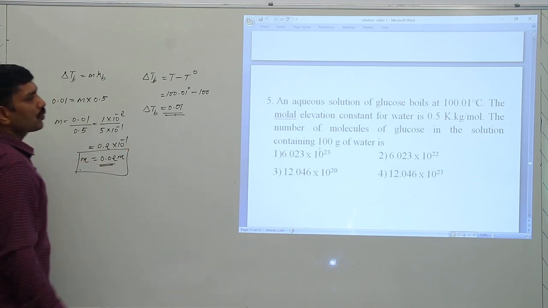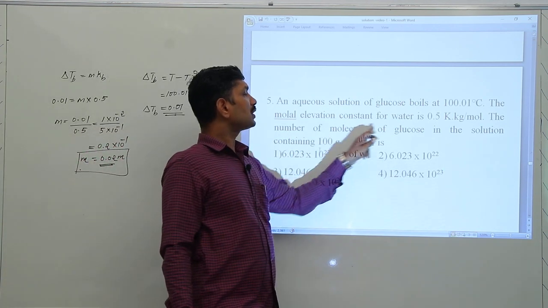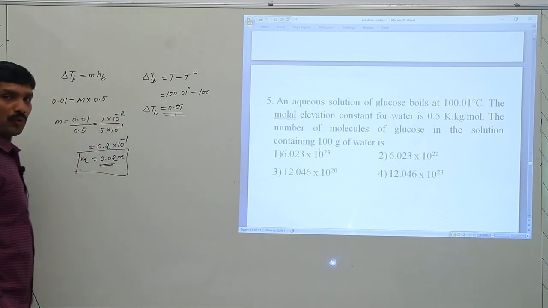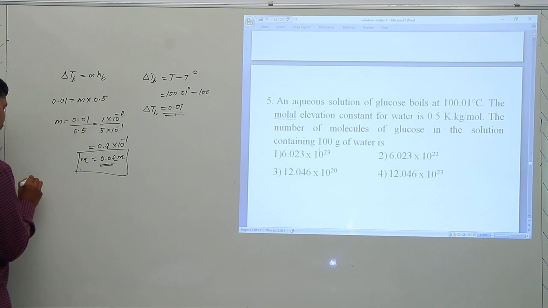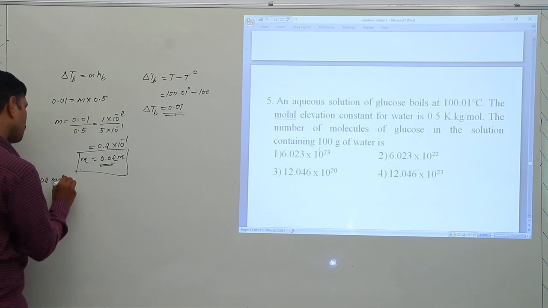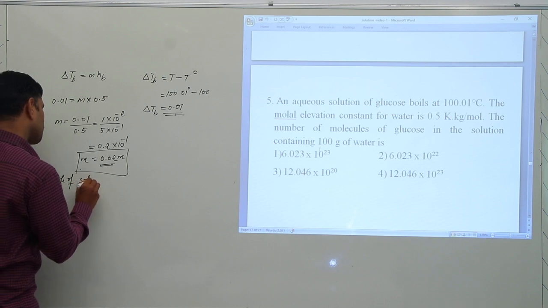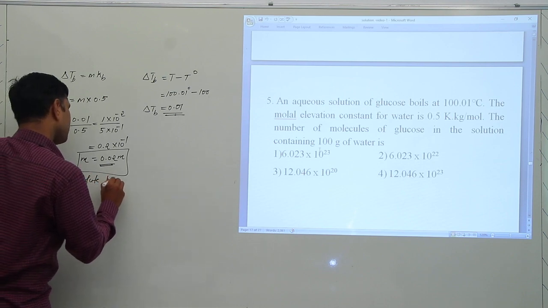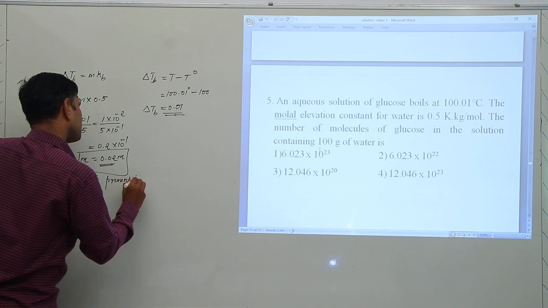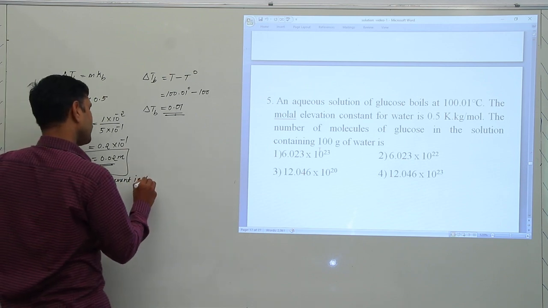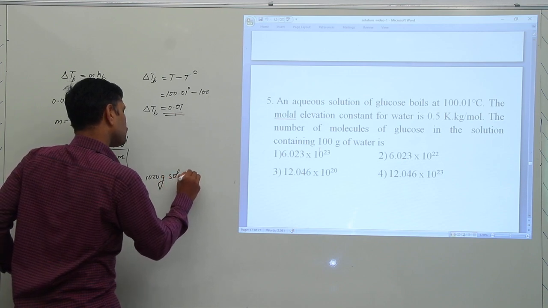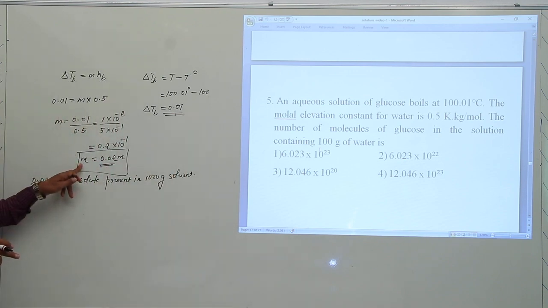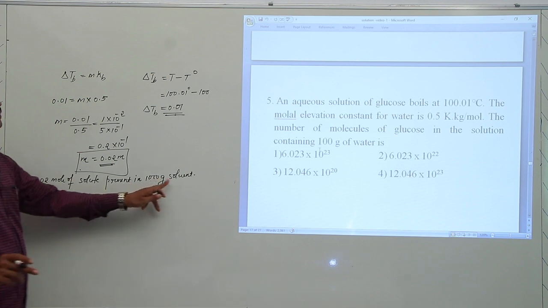Now the question: the number of molecules of glucose in the solution containing 100 gram of water, because we have 0.02 molality. What is the meaning of this? 0.02 mole of solute is present in 1000 gram of solvent. This is the meaning of this.